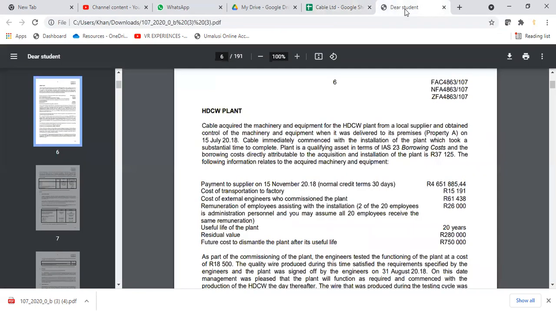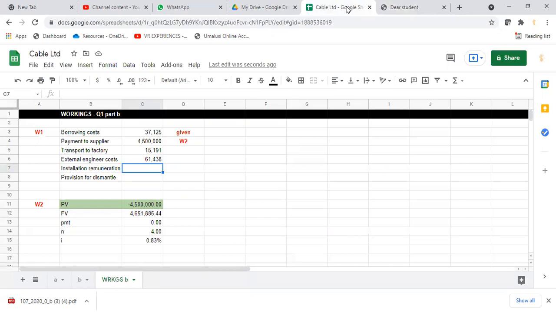Installation for remuneration. It was given to us as 26,000, but remember, 2 of our 20 employees are administrative. So therefore, we only need to account for 18. This is going to be 26,000 multiplied by 18 divided by 20, because only the other is administrative, so it can't form part of the cost of PPE. So we can say 26,123 multiplied by 18 divided by 20. Okay, so that is that cost.